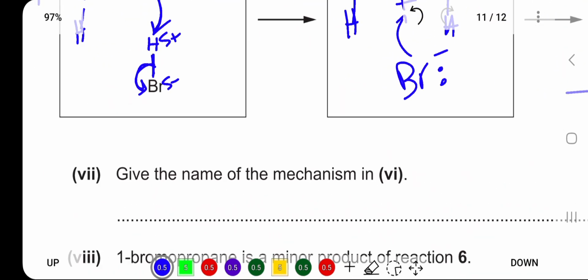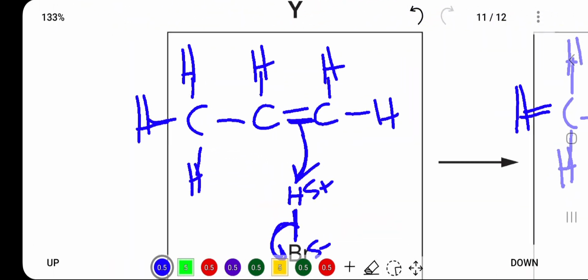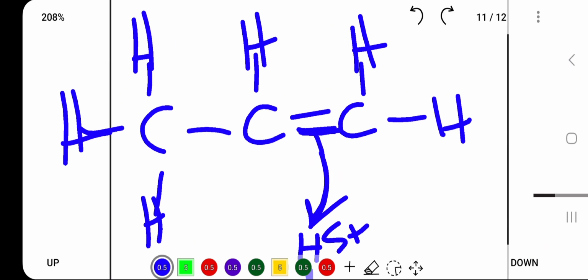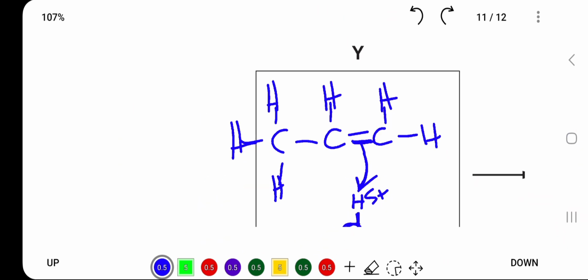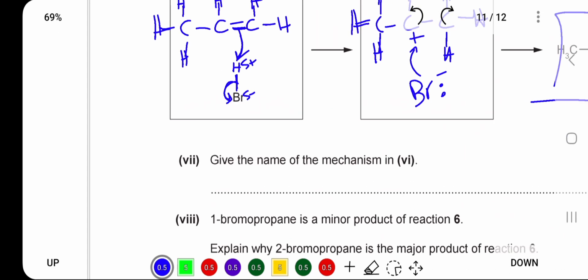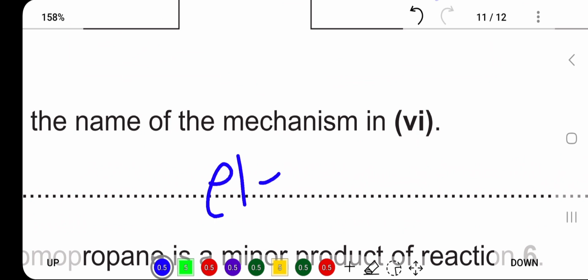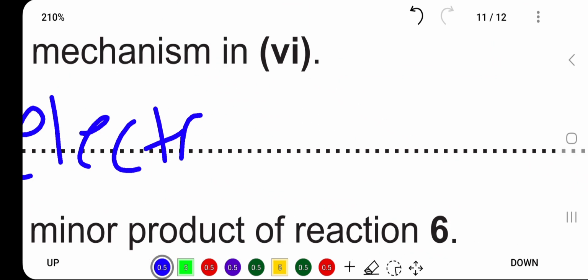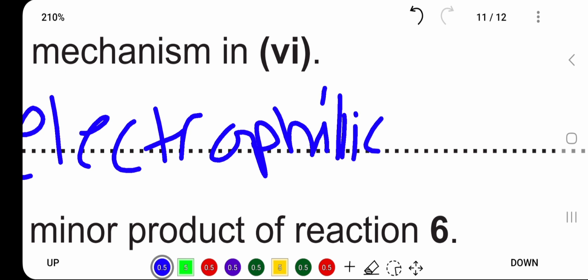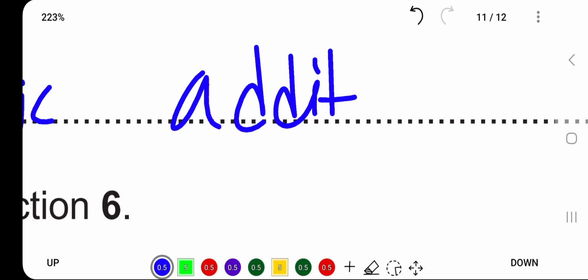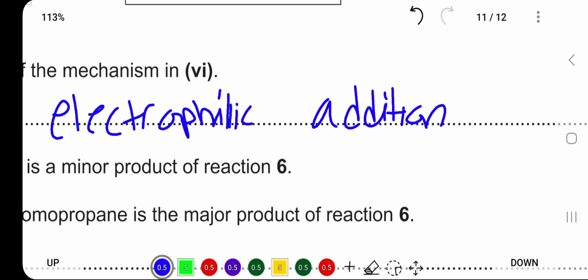Give the name of the mechanism in part VI. When you have a reaction with an alkene, alkenes never substitute anything, so it's always an addition reaction. And to specify more, it's an electrophilic addition reaction. Okay? All the reactions of alkenes are basically electrophilic addition. Alright?